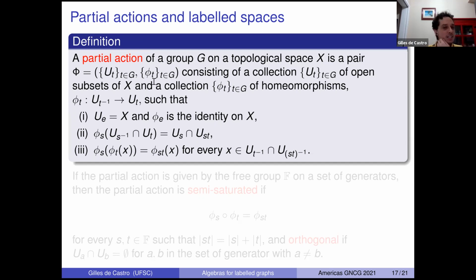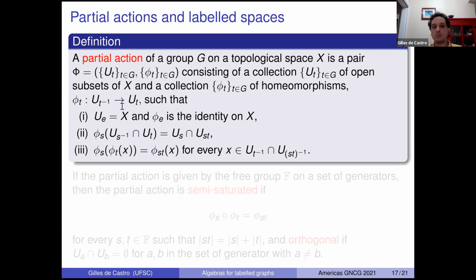A partial action is just an action of a group, but instead of being homeomorphisms of the space X, we have a collection of open subsets, and the homeomorphisms are going to be between these subsets. So for each element of the group, we have these open sets, and then we have these homeomorphisms for each element of the group.